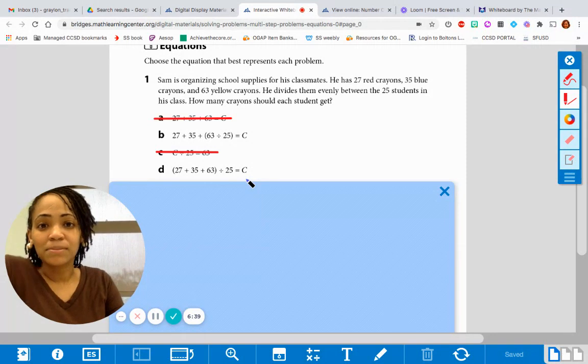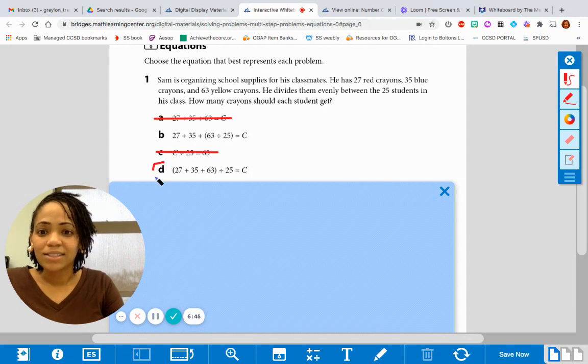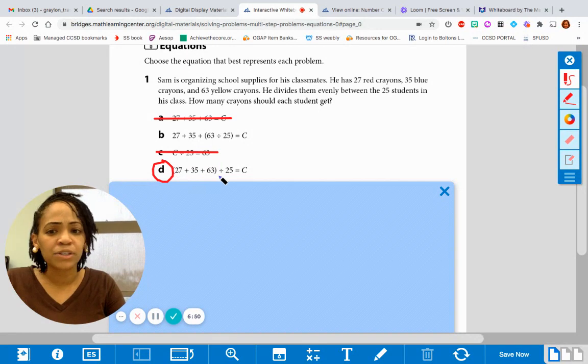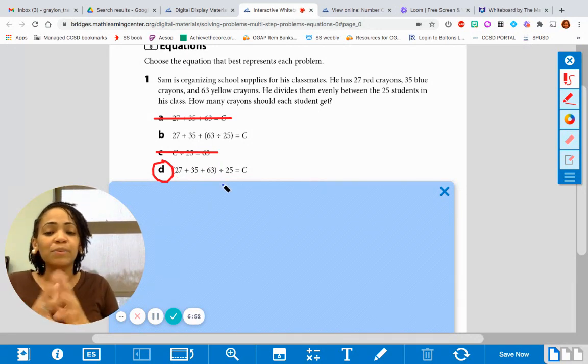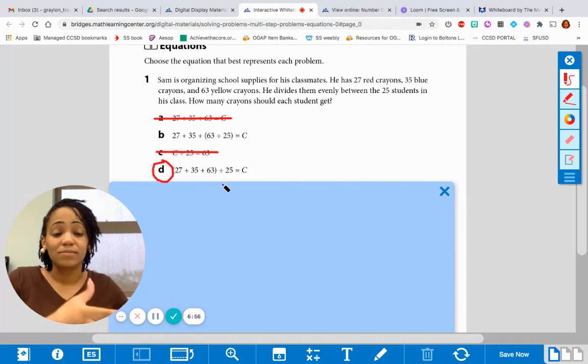So now we have a new word added to our vocabulary. So which problem or which answer would you choose? Yeah, D makes the most sense because we know we're adding first, and then we're going to divide whatever total we get by 25 because we need to give each student some crayons, and there are 25 students.